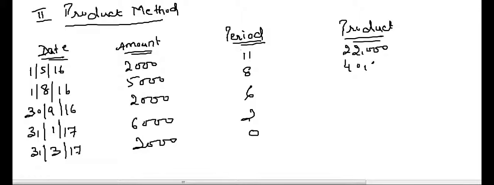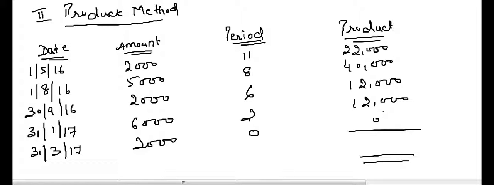22,000, this comes to 40,000, this comes to 12,000 and 12,000. Get the total of this product. This comes to 86,000. Clear? You know the amount, you know the period for which this amount is being used. Get the product of this amount and the period and total the product.